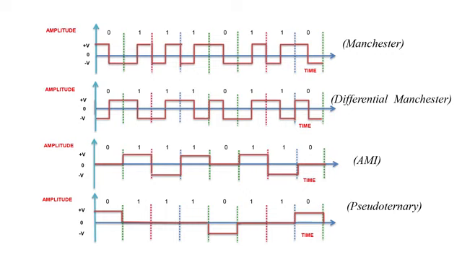In AMI, as can be seen from the figure, 0 level represents binary 0. The first one is indicated by positive voltage level plus V and the second one will be indicated by negative voltage level minus V. The third data bit 1 will be represented by positive voltage plus V and so on. In pseudo-ternary coding, as seen from the figure, the first 0 is indicated by positive voltage plus V, the second by minus V and the third by plus V and so on. Binary 1 is indicated by 0 voltage.